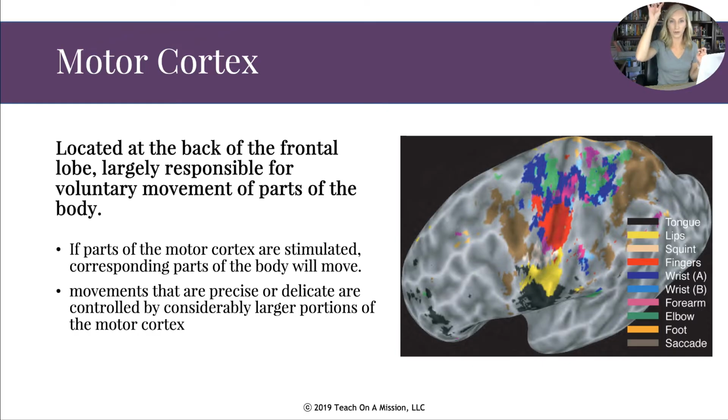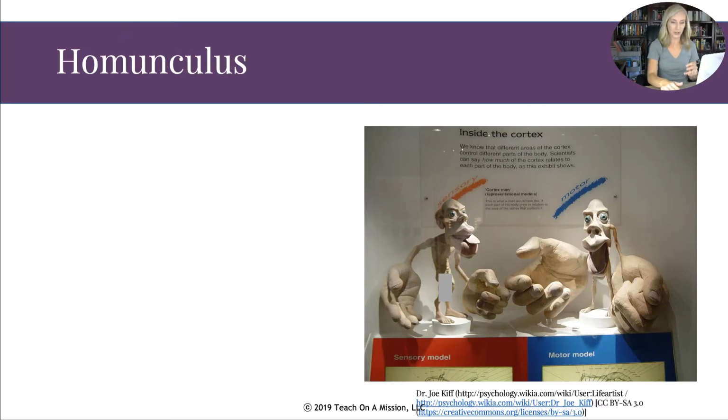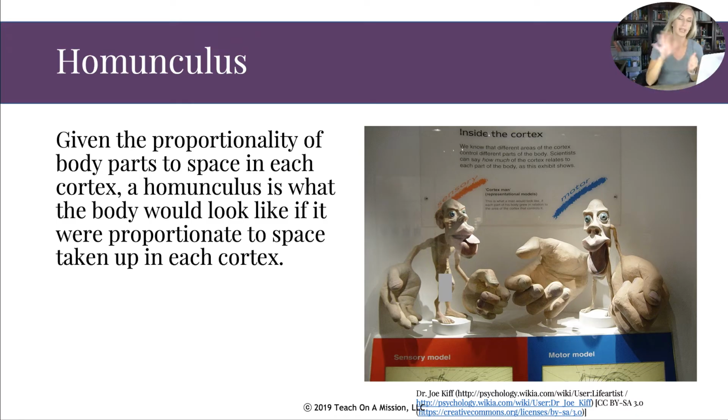Movements that are precise or really intricate and delicate are controlled by considerably larger portions of space in the motor cortex. I find that totally intriguing. And that's why I want to show you what is called a homunculus. If you went to YouTube and researched homunculus on Big Bang Theory, there's a funny tidbit on there, but it's kind of inappropriate. But it's funny.